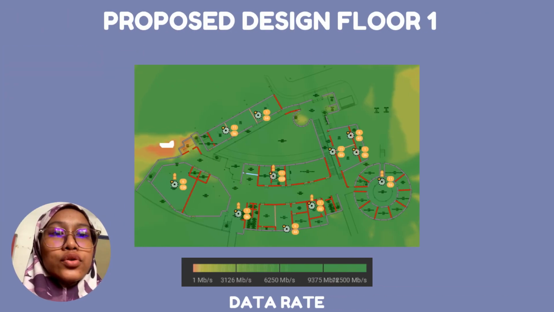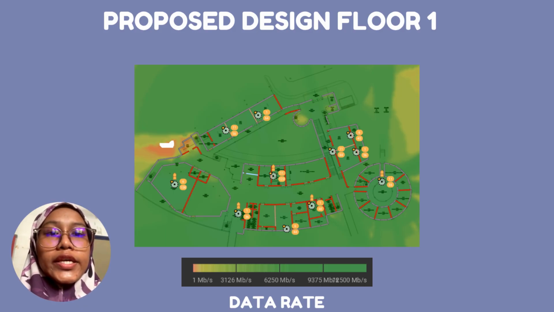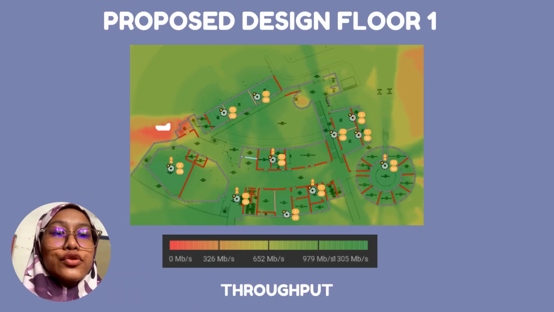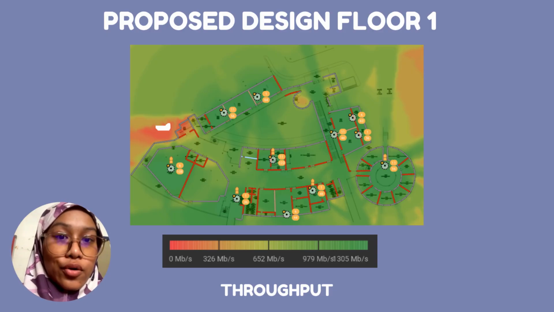The data rate follows the same improvement. It shows an average around 1 to 3 megabits per second, with the Dewan Kuliah and the parts now sitting in the 200 to 300 range instead of near zero. And for the throughput, it comes out about 62 megabits per second on average, which is roughly double the existing design. And now it is usable inside spaces that had nothing before.